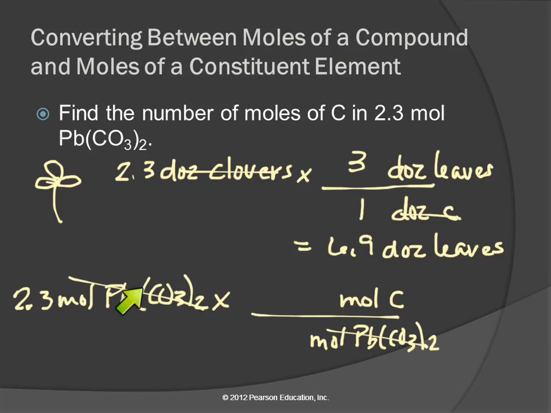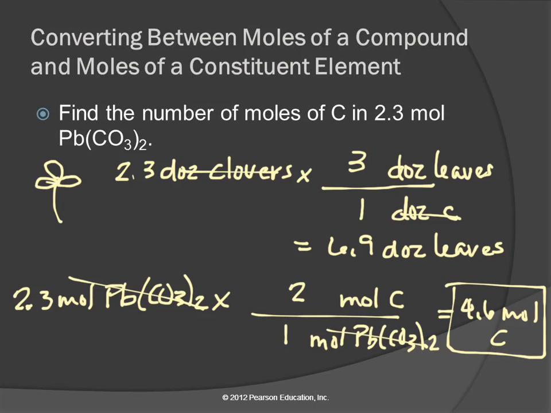So we look at this, and we can ask ourselves, okay, in one Pb(CO3)2, how many carbon atoms are there? There's 2. So there are 2 carbon atoms for every 1 molecule or formula unit. That means there's going to be 2 moles of carbon for every mole of lead carbonate. And so this is 2.3 times 2, which should be 4.6 moles of carbon. Any questions?